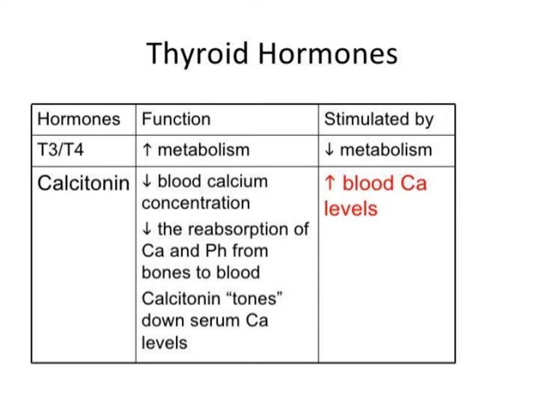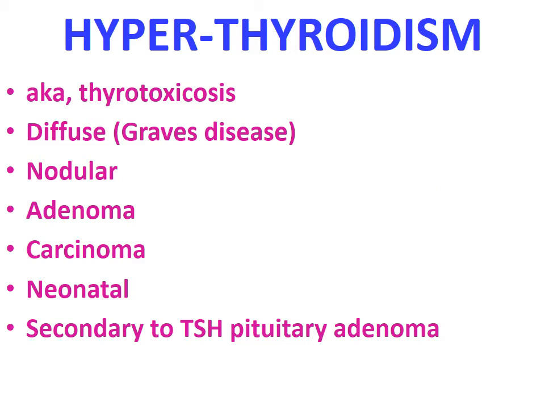Calcitonin is secreted from the parafollicular cells, which are in between these follicles, and its function is to lower the blood calcium concentration. It decreases the reabsorption of calcium and phosphorus from bones to the blood, so calcitonin tones down serum calcium levels. The stimulus for the release of calcitonin is increased blood calcium.